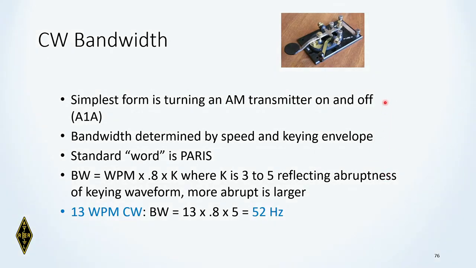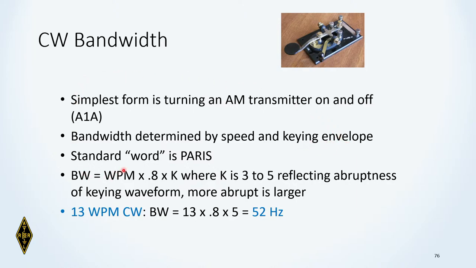Good way to check SWR as well. It is, right. Yep, exactly. Yeah, if you generate an AM signal, your SWR meter will work. A lot of transceivers have a method of doing that without needing to go to AM and transmit, but that absolutely does work. So the bandwidth for CW is determined by the speed, like words per minute, and the keying envelope. We'll have pictures of both of those coming up, or at least the keying envelope.